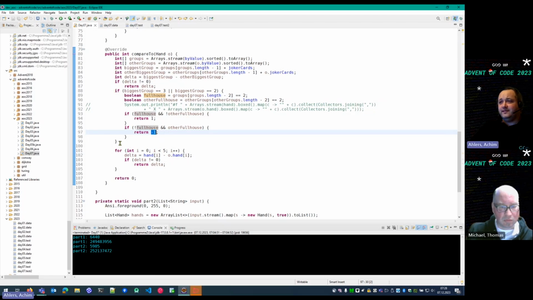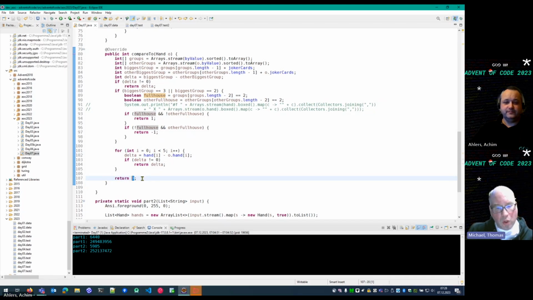And if all that doesn't bring a decision, I then go through both hands, card by card, and compare them. And if I have a difference, I return that and I'm done. If they are completely the same, by contract, I have to return a 0. Only in your for loop, you use directly the hand as it is. Exactly. And before that, you have your 2 groups and you compare both groups.